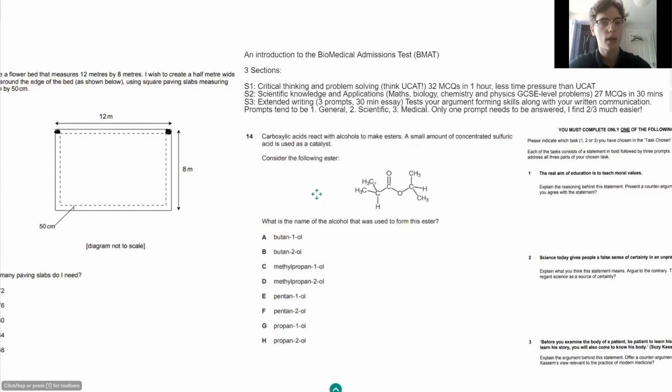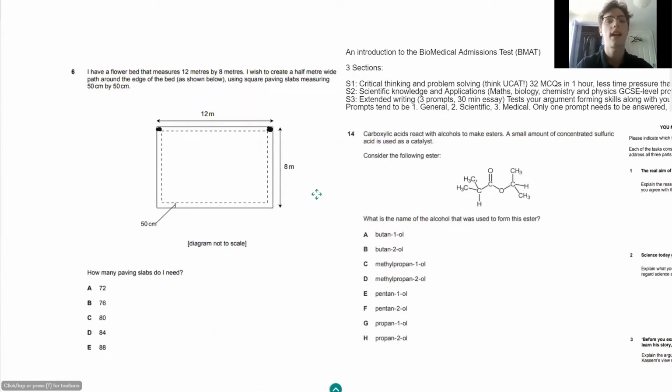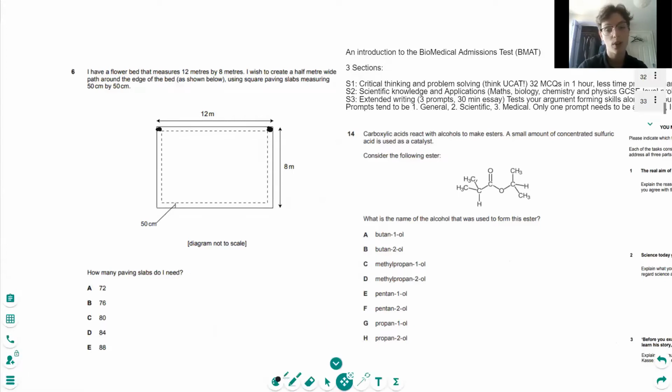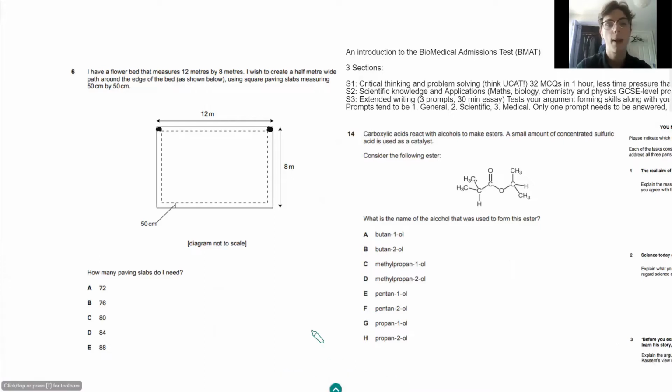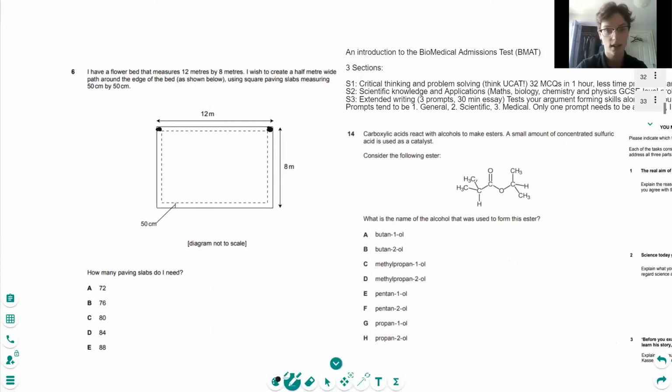So this first question here on the flower bed is a typical question for a section 1 BMAT. You get approximately a minute to answer this question, but sometimes they don't take as long as that. The question says that we are trying to line a flower bed with paving slabs, which are 50 centimetre squares, and we're trying to line the perimeter of this rectangle here. The first thing you need to work out is how many paving slabs can you fit on the top side and the bottom side.